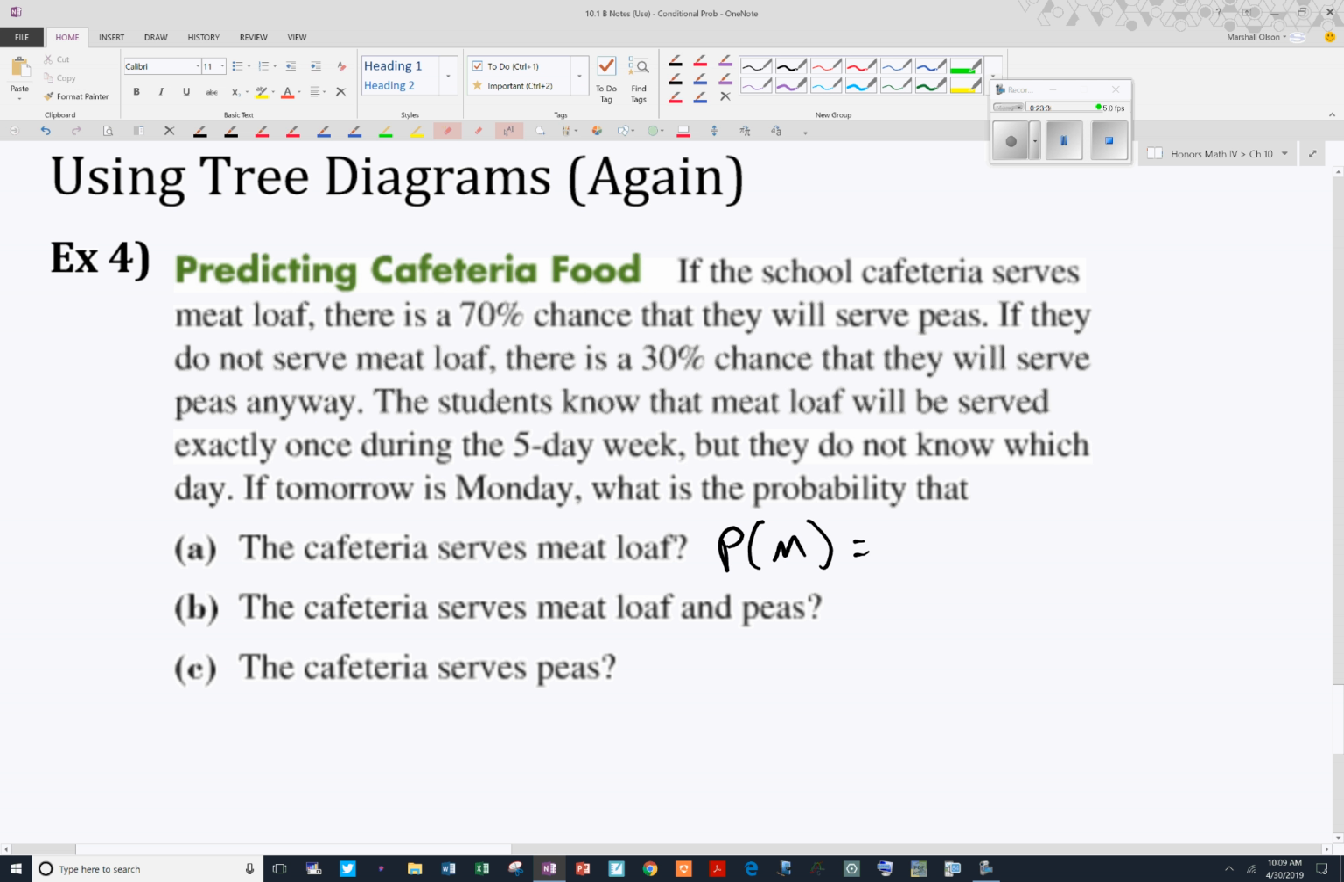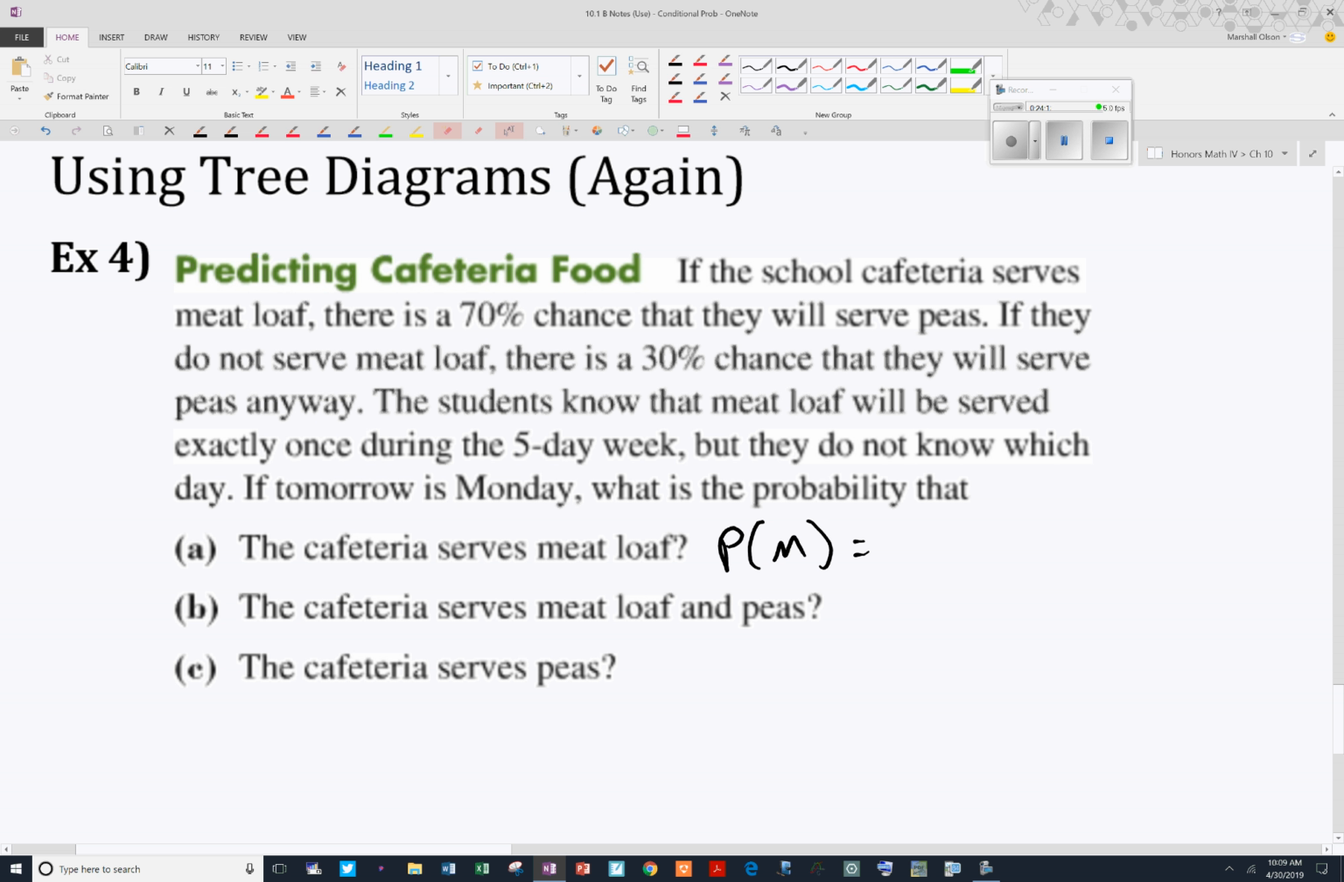Our school cafeteria serves meatloaf, all right? On any given day, they either serve meatloaf or they don't serve meatloaf. There is a 70% chance that if they serve meatloaf, they serve peas. If they don't serve meatloaf, there's still a 30% chance that we're getting peas anyways. So we have that going for us. We're either getting meatloaf or we're not. If we get meatloaf, we might get peas or we might not. If we don't get meatloaf, we might not get peas and we might get peas. Okay, there's all this stuff going on.